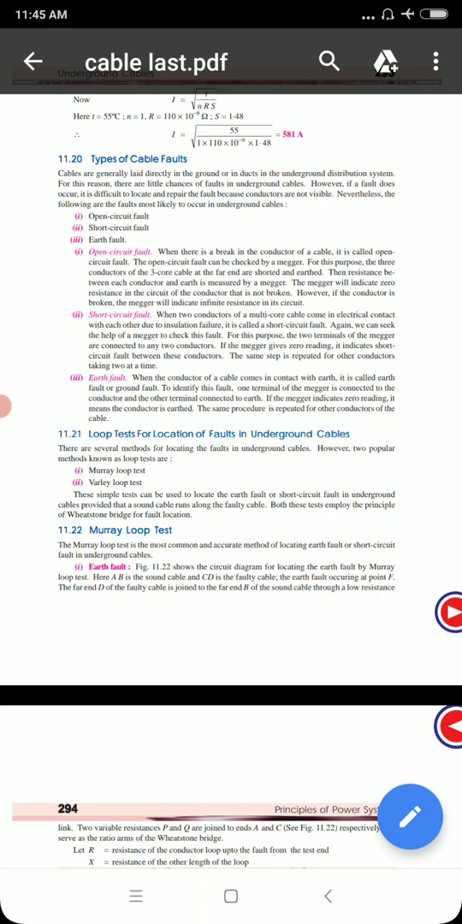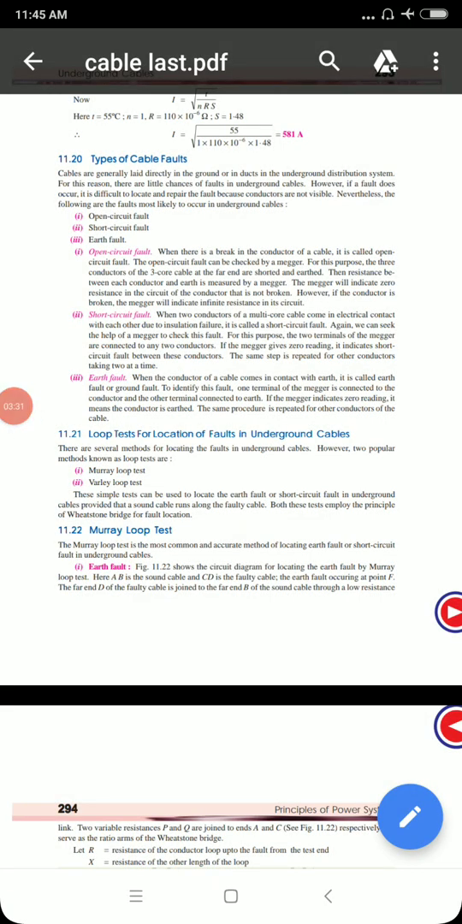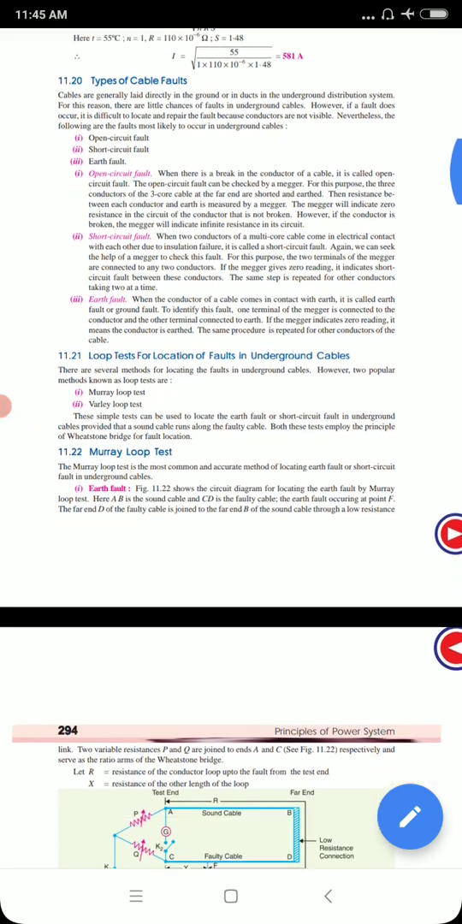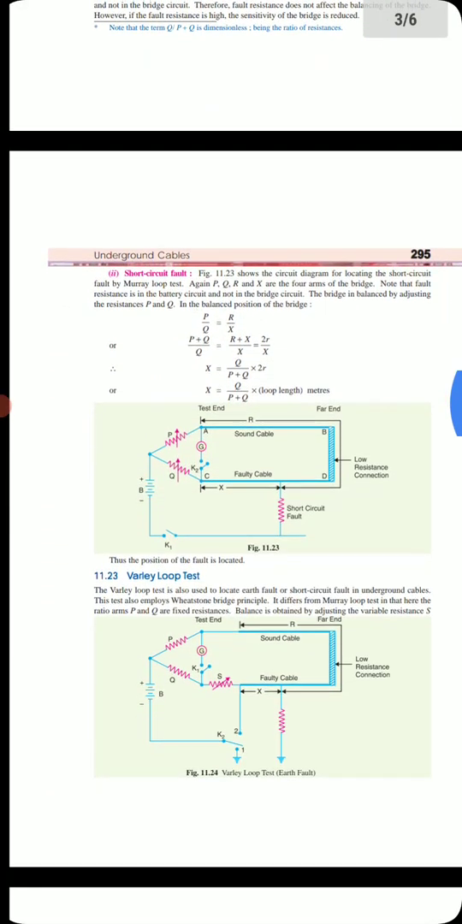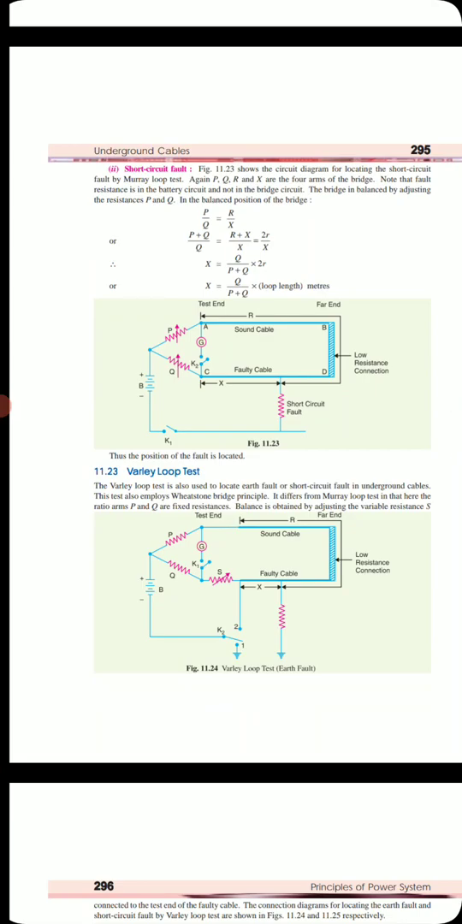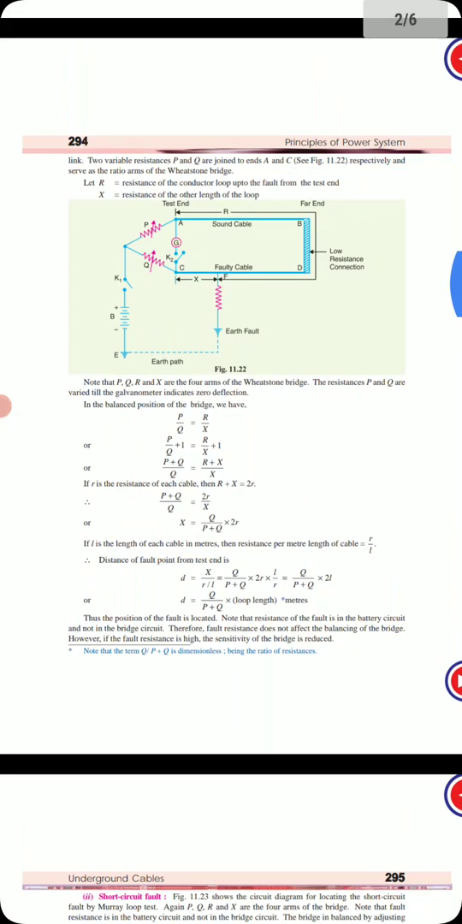The next is the location of the fault. That is very important, so where exactly it happens. To find this, there are different methods. The Murray loop test is there, the Varley loop test is there. The Murray loop test again has two tests. One is the earth fault test, another one is the short circuit test, and the Varley loop test is used for another short circuit test. So these are regarding the tests.